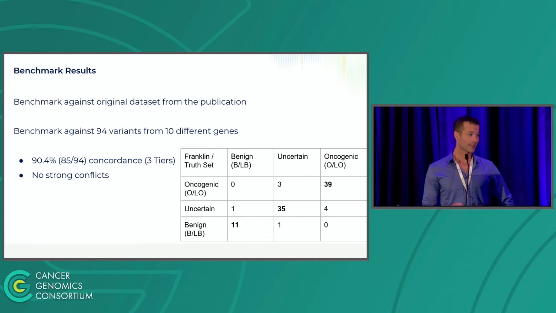To evaluate the classification engine, we benchmarked it against the data set from the original publication, which contained 94 variants from 10 uniquely selected different genes. Franklin achieved a high concordance, so 85 out of the 94 variants demonstrated complete concordance. In addition, there were no strong conflicts at all, meaning no oncogenic or likely oncogenic variant was classified as benign or likely benign, and vice versa.